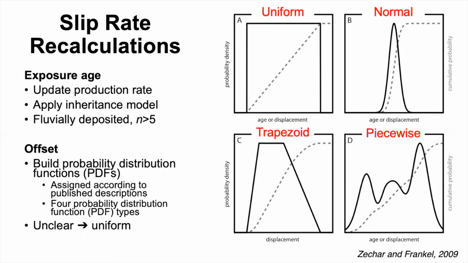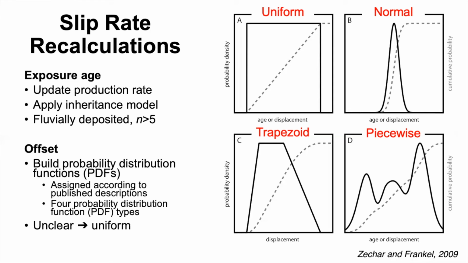To assess the impact of these updates to slip rates in Southern California, we apply the production rate and inheritance models to sites that measure landform age using beryllium-10 surface clast datasets. Sites selected measure offset in fluvially deposited surfaces, mostly alluvial fans, and constrain surface age using 5 or more surface clasts. We also built probability distribution functions for offset uncertainty following the methodology of Zechar and Frankel 2009.